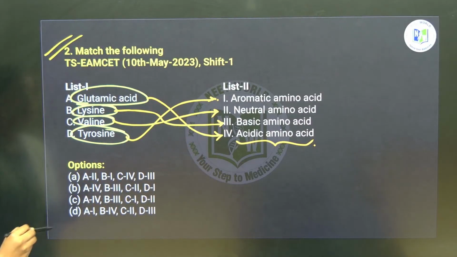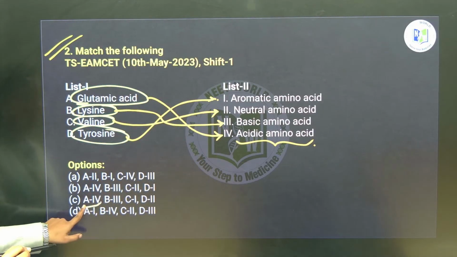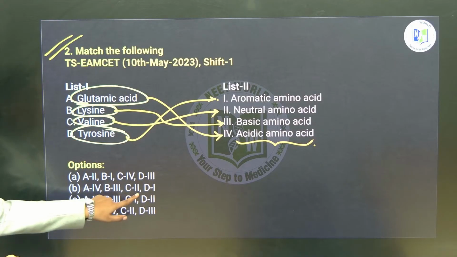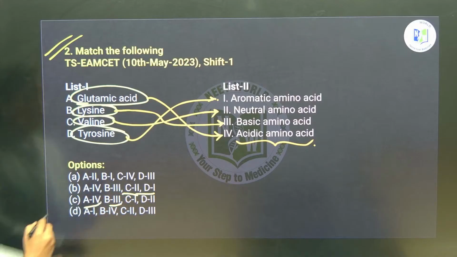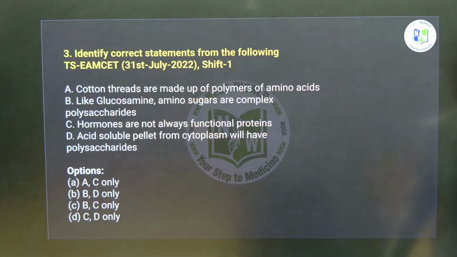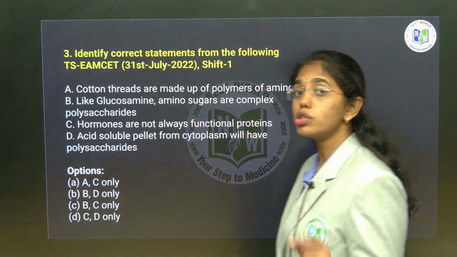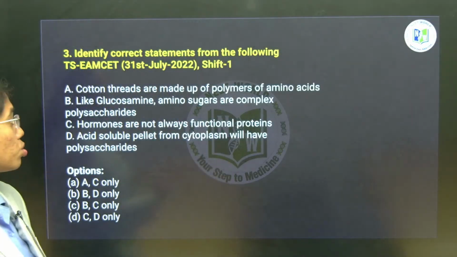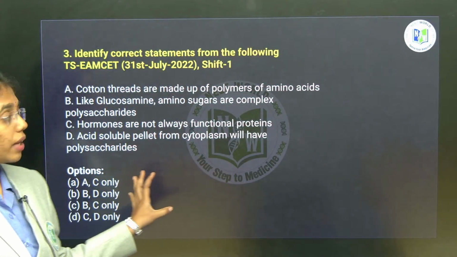So, here what will be the right answer? A is 4, B will be 3, C is 2 and D is 1. Option B is the right answer. Clear till here? Any doubts anywhere? Next question you see. Identify correct statements from the following. Again a statement based question. If you see the chapter biomolecules, most of the questions are statement based questions and match the following type of questions only. Look at this and answer carefully.